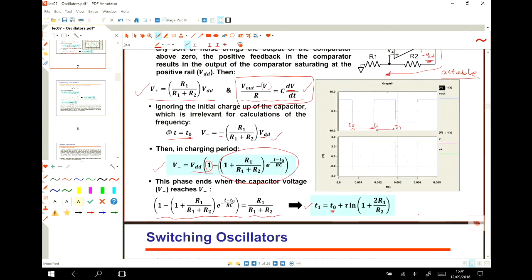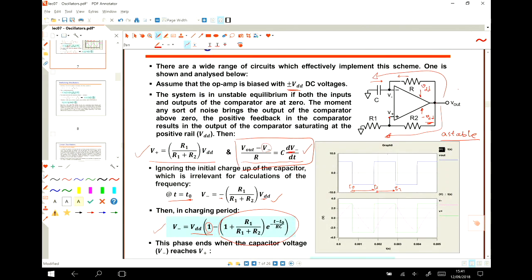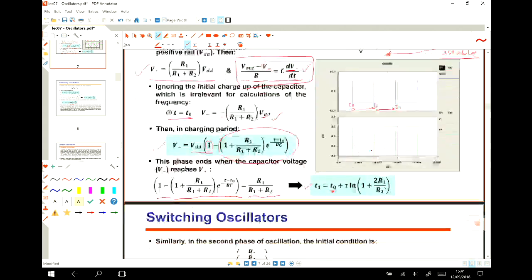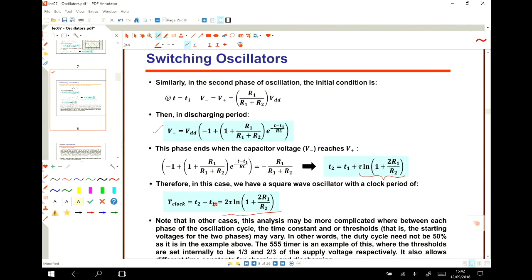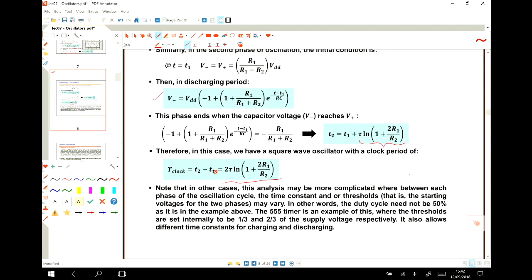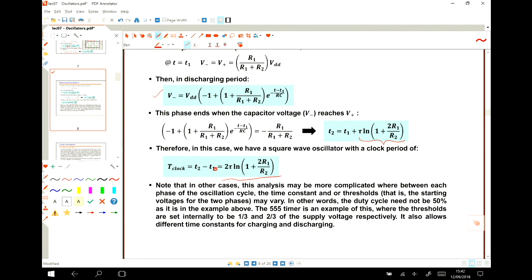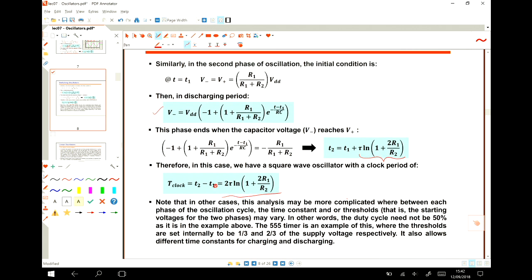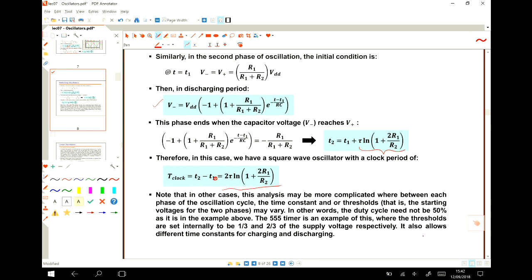So the thing that you can change here is, if the values for R1 and R2 are not equal, I'm not sure this is correct or not. I think this is correct. Yeah. If R1 and R2 are not equal, then the T clock is changing.